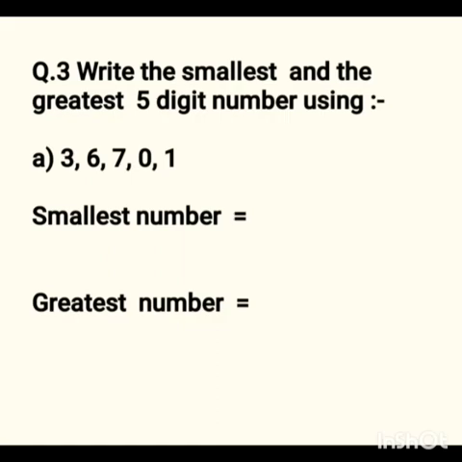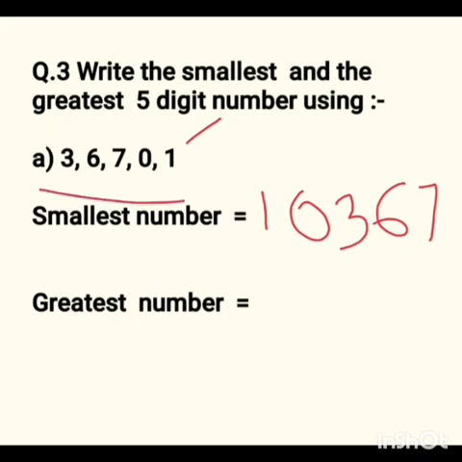The smallest number is 1. Then I write 0, right? And then the smallest is 3, then 6 and then 7. In this way we have to make the smallest 5-digit number using these 5 digits. So instead of writing 0 to the left, I simply bring this 1 to the left, and all the other digits remain where they are. So got it, my point?